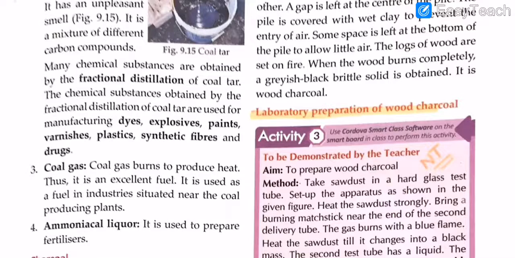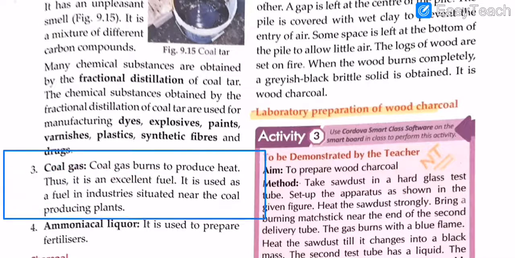Okay, but I think we missed something. Oh no. We missed coal gas over here. We missed the line saying that it is used as a fuel in industries situated near the coal producing plants. Okay, it's fine. I'm sure you guys will surely remember it if I didn't. But I remember it now.